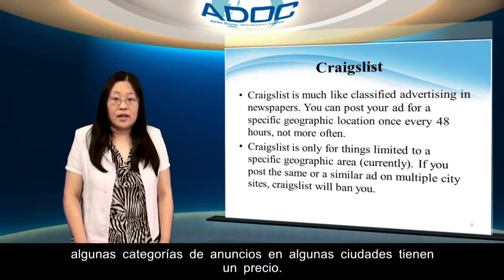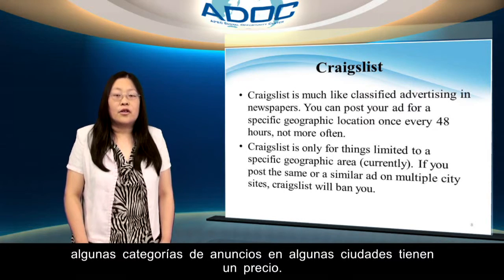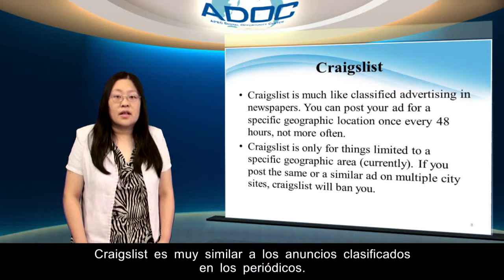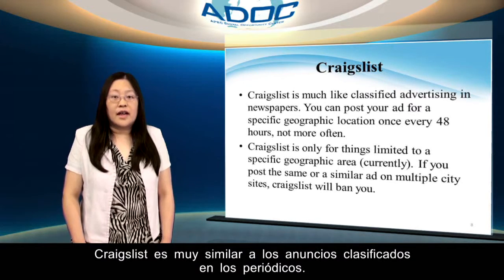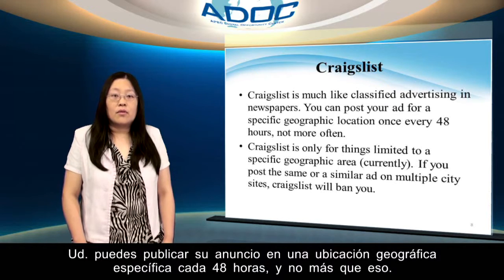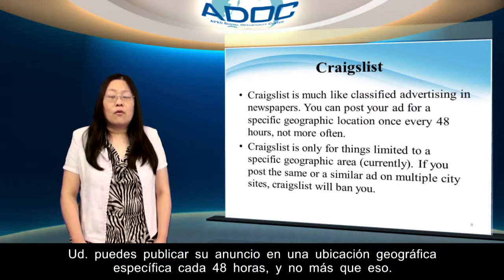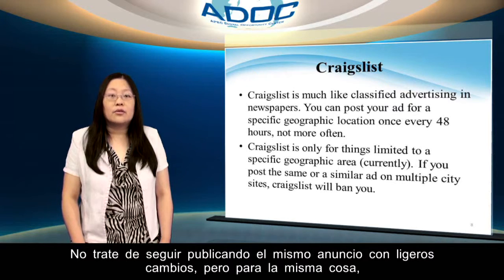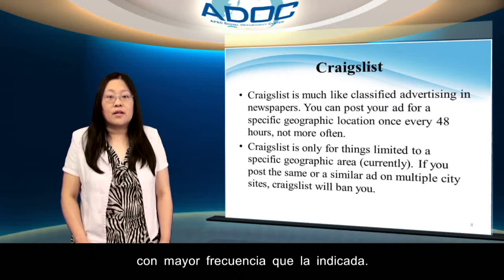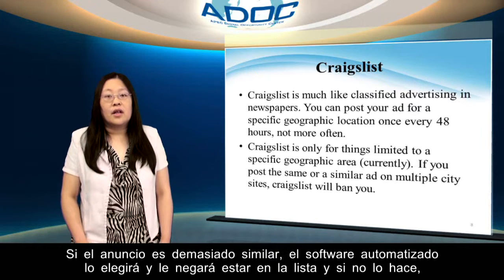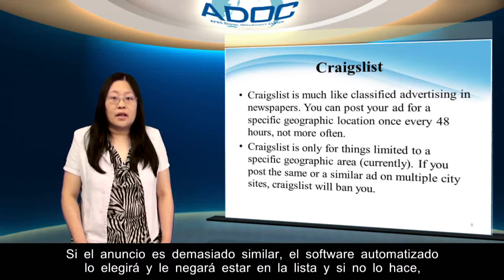Some ad categories in some sites have a charge. Craigslist is much like classified advertising in newspapers. You can post your ad for a specific geographic location once every 48 hours, not more often. Don't try to get around that by posting slightly different ads for the same things more often than that. If the new ad is too similar, their automated software will pick it up and deny the listing.